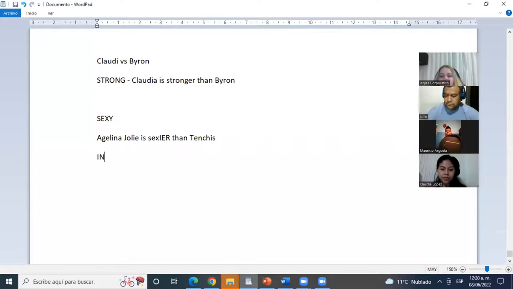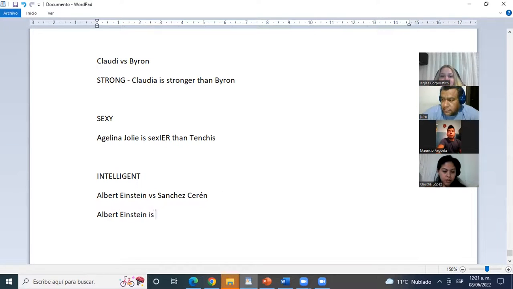Okay. So now I have another comparison for you. Look. We're going to compare the adjective intelligent. These examples are kind of old, but it doesn't matter, right? The competitors are Albert Einstein versus the ex-president Sánchez Serén. Okay, what is the comparison here? Albert Einstein is intelligent.